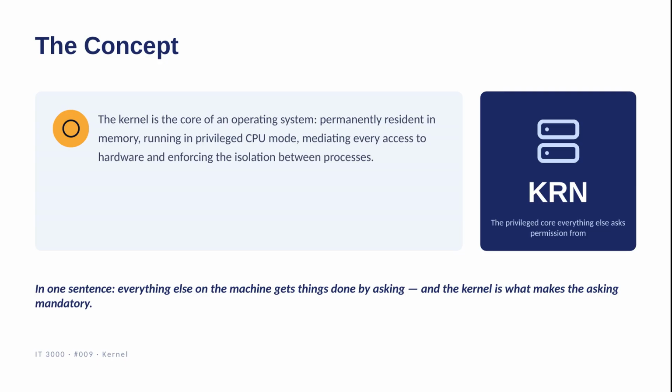The kernel is permanently loaded in memory. It runs in the CPU's privileged mode, and it sits between every process and the hardware underneath. Nothing touches the disk, the network, or another process's memory without going through it. In one sentence, everything else gets things done by asking, and the kernel is what makes the asking mandatory.